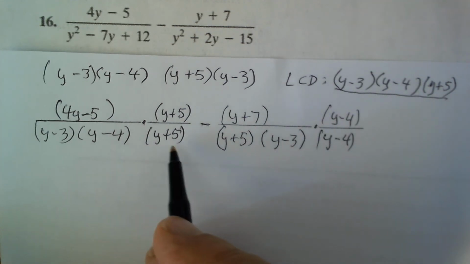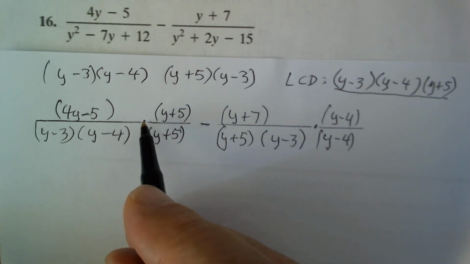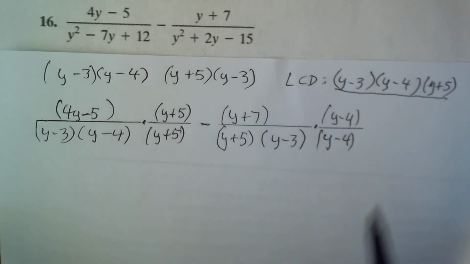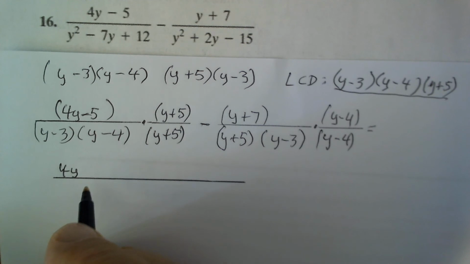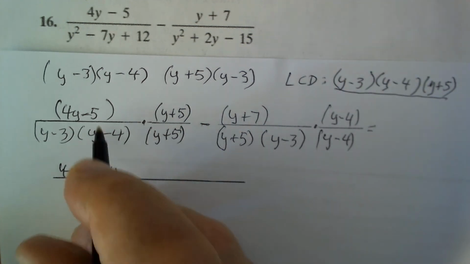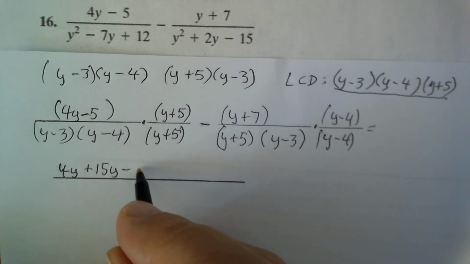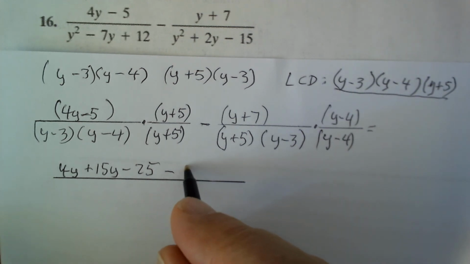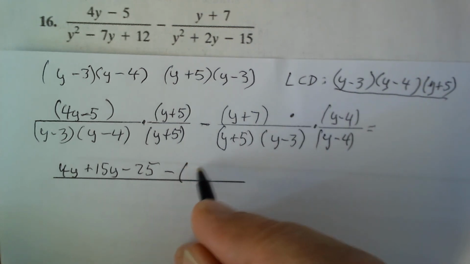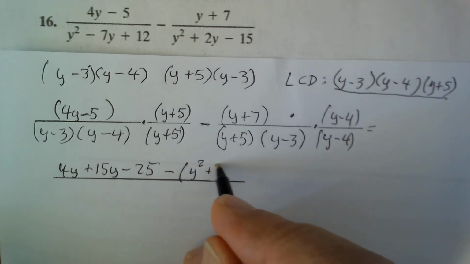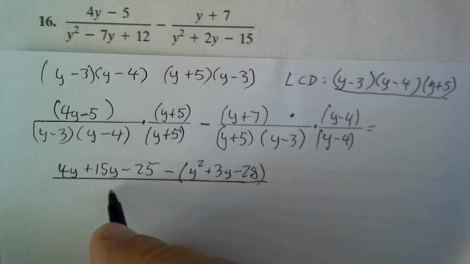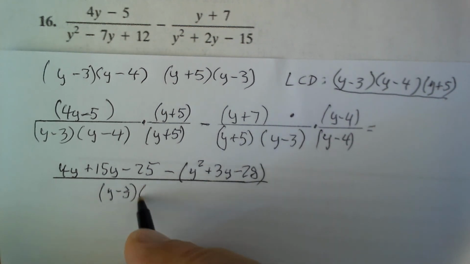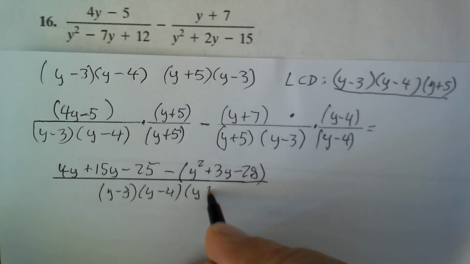And so now we have a common denominator, and now all we need to do is multiply out the numerators and subtract. And when we do that, we get the following. We get 4y squared plus 15y minus 25 minus, now we multiply these two expressions, y squared plus 3y minus 28 divided by the LCD, y minus 3 times y minus 4 times y plus 5.